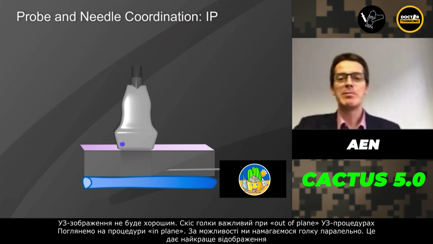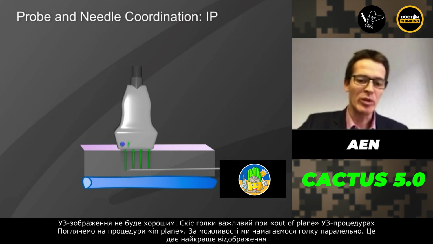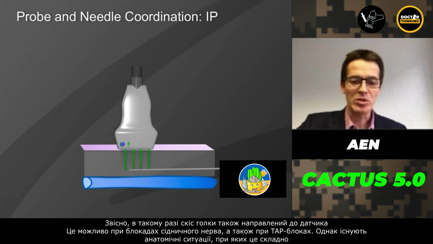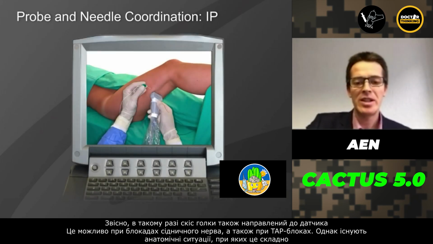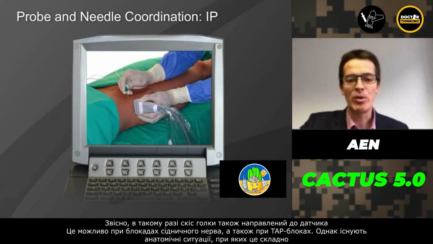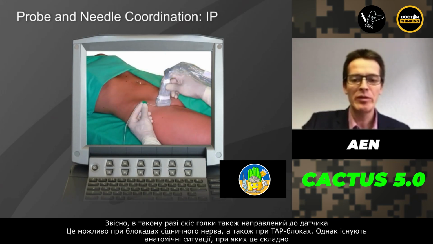Let's look at in-plane procedures. Whenever it is possible, we try to have a parallel needle path in relation to the footprint. This creates good reflections of the sound waves back to the probe, and of course in this case the bevel is directed towards the probe too. This is possible in distal sciatic nerve blocks or in TAP blocks too, but we may have anatomical situations where this is difficult.